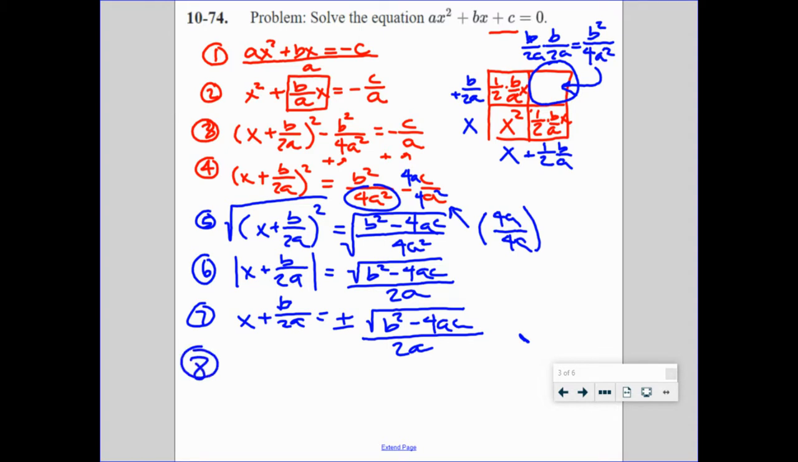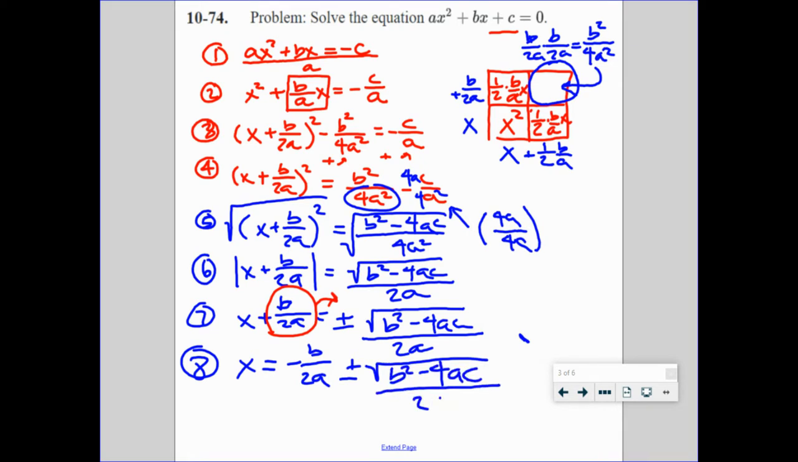And our last step, or almost last step, sorry, we're going to move this b over 2a. We want to subtract it. Move it to this side. We're going to subtract it. All right. So we have x equals negative b over 2a plus or minus the square root of b squared minus 4ac over 2a. And we have our common denominators here.